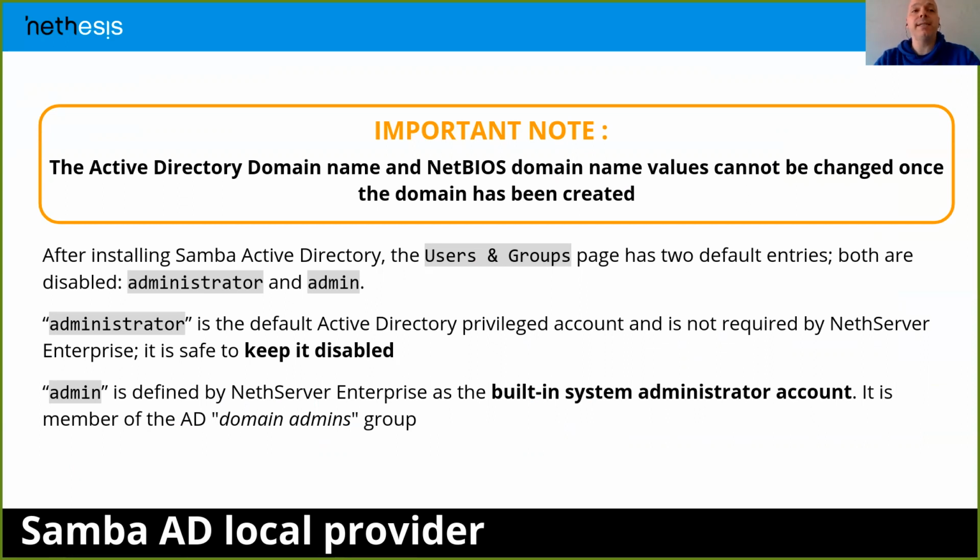After installing Samba Active Directory, the Users and Group page has two default entries, both disabled, Administrator and Admin. Administrator is the default Active Directory privileged account and is not required by NetServer Enterprise, so it is safe to keep it disabled. Admin is defined by NetServer Enterprise as the built-in system administrator account, and it is member of AD Domain Admins Group.